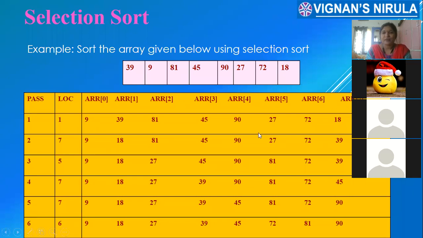Did you understand the first part clearly? Yes, ma'am. So in the second part, already you know the first element is in its position. A of 0 consists of the smallest element. You need not worry about a of 0. You need to do the process with a of 1 from a of 1 to a of n minus 1. Okay? Yes, ma'am.